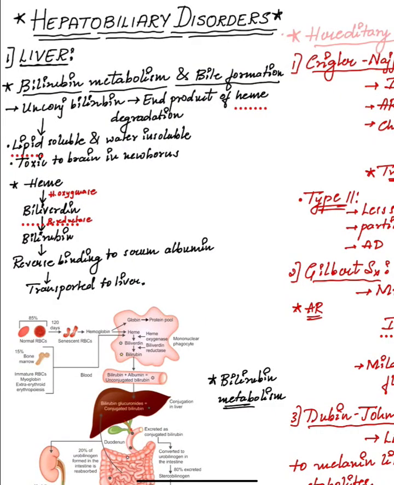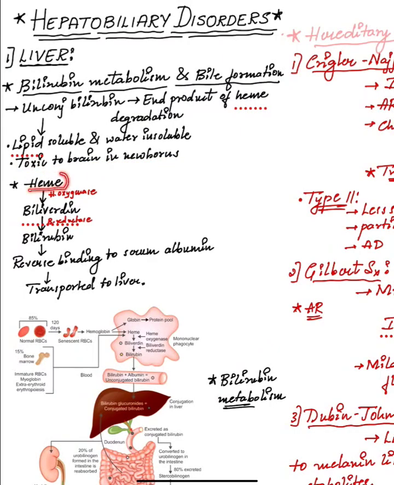Let's continue today with hepatobiliary disorders. Liver. Liver is an important organ in our human body. In the liver, bilirubin metabolism and bile formation take place. Unconjugated bilirubin, which is an end product of heme degradation, is lipid soluble and water insoluble. This makes it more toxic to the brain in newborns.